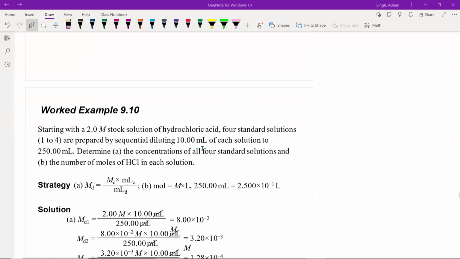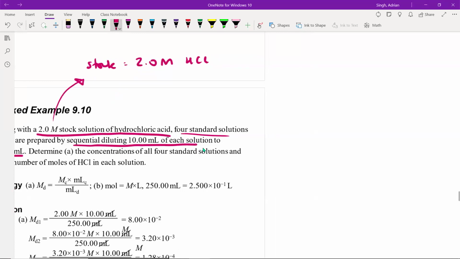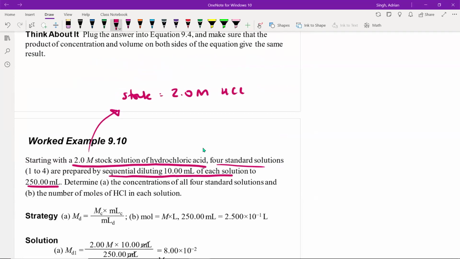Okay, so let's take a look at one example involving serial dilution. It says: starting with a 2.0 molar stock solution of HCl, hydrochloric acid, so this is our stock, 2.0 M HCl, 4 standard solutions are to be prepared by sequentially diluting 10 mL of each solution to 250 mL. Determine the concentration of all 4 solutions and the number of moles of HCl in each. All right, so this is our stock. We're going to take 10 milliliters out.